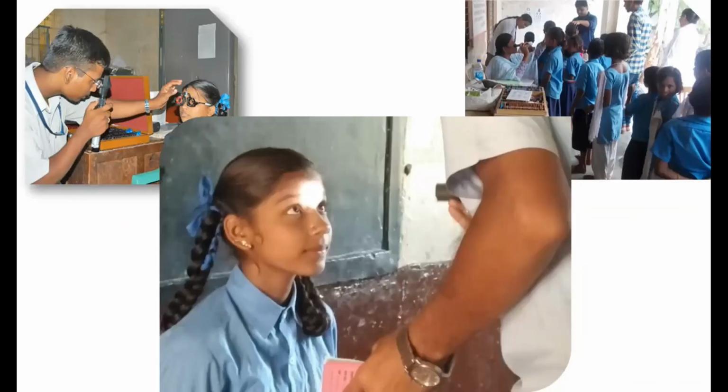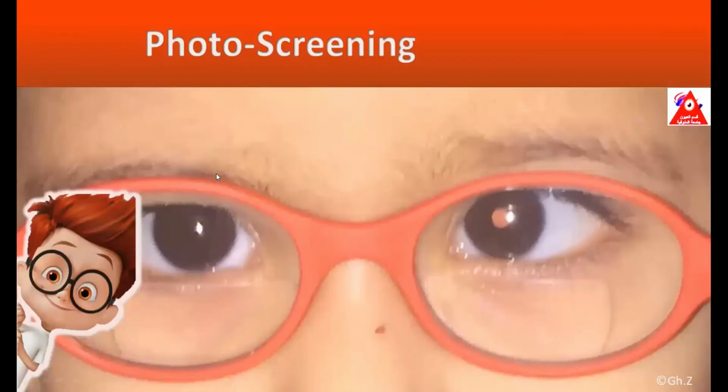Let me show you some nice photos from India for the campaigns for screening. So the screening could be comprehensive, including, as you see here, examination, doing retinoscopy, and so on.